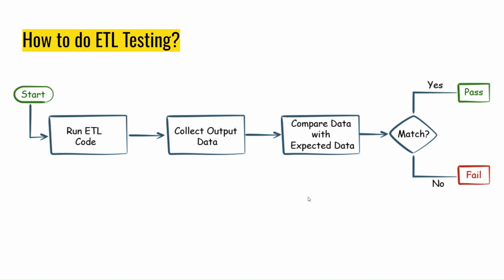So next is how to do ETL testing. The first step is the ETL code is executed to generate the output data, and the output data is collected, and then we will be comparing it with the expected data. Then, based on the comparison result, the quality of the ETL process is determined. If it is matching with the expected data, then the ETL test will be passed, and else it will be failed.